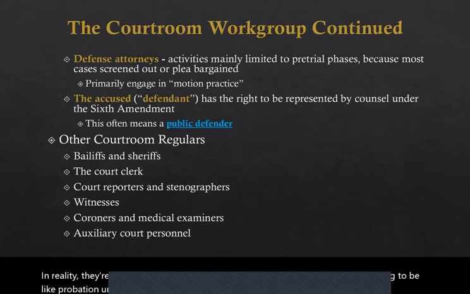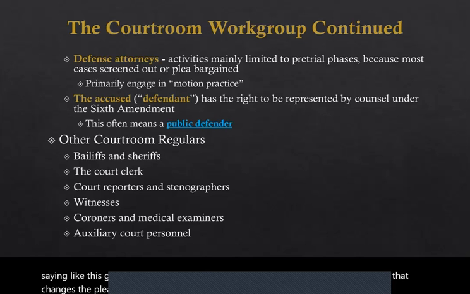Courtroom work continued. We have defense attorneys, right? They are mainly limited to pretrial phases because most cases are plea bargained, right? We very rarely ever go to trial. We just plea bargain and engage in motion practice. And motion practice is basically the exclusionary rule, saying like this gun shouldn't come into play because it was obtained illegally, and then that changes the plea bargain, and it's just kind of this back and forth, right?